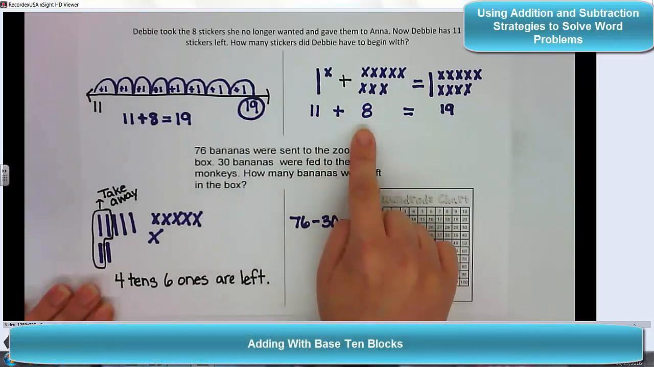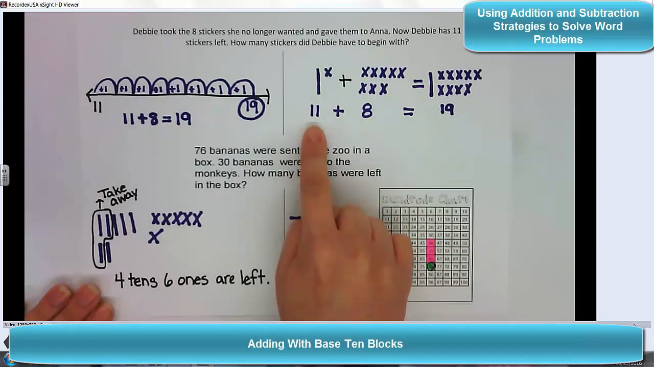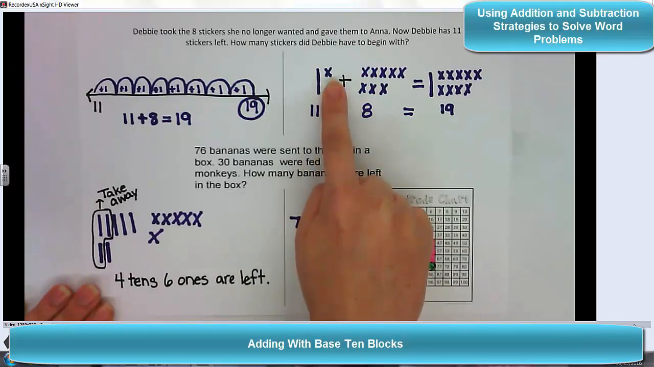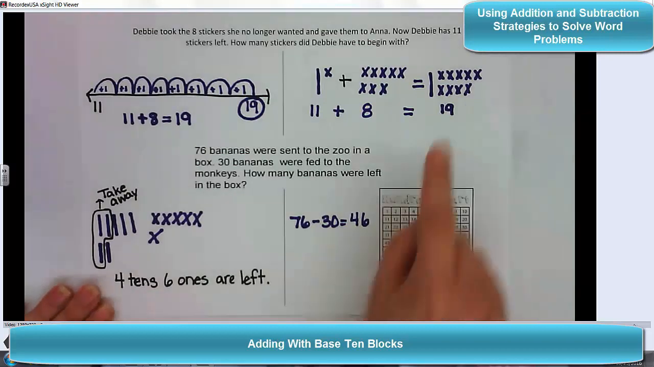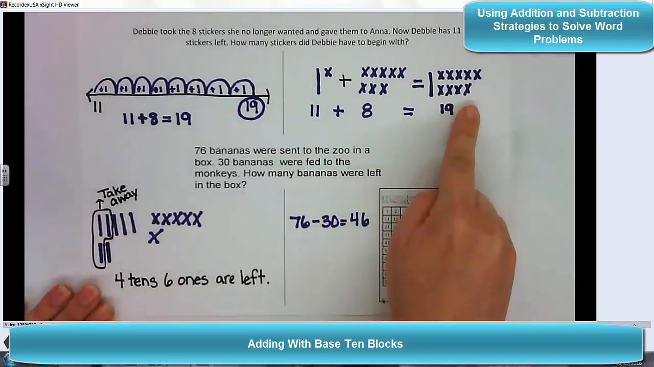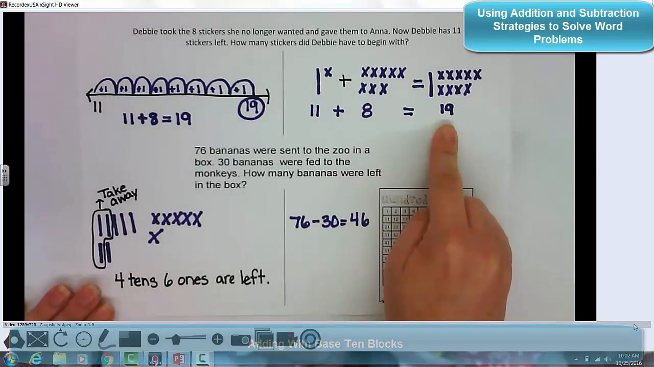The next strategy is drawing base 10 blocks. So for 11, we would draw 1 ten and 1 one, plus 8 ones, to have a combined total of 1 ten and 9 ones to show a sum of 19.